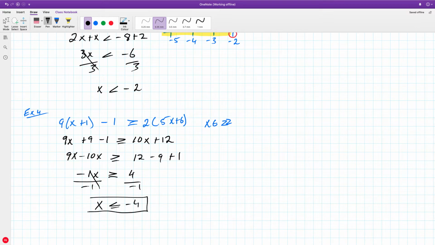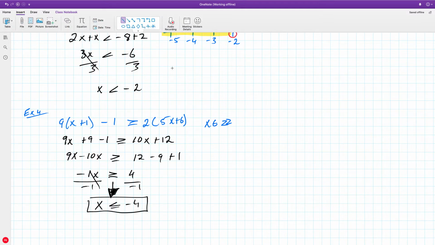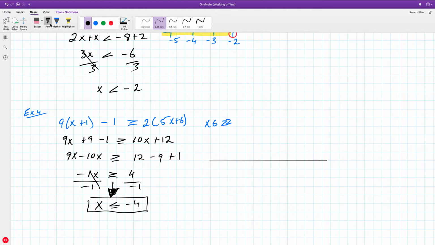Don't forget your sign flips because you divide by minus 1. That's the rule. That's the big rule with inequalities. Then we go out and we draw our graph.